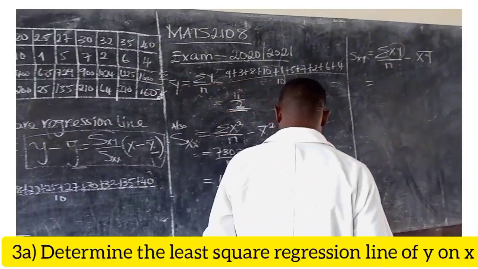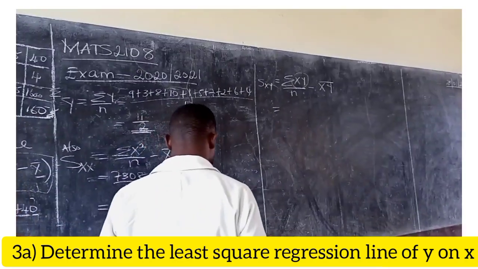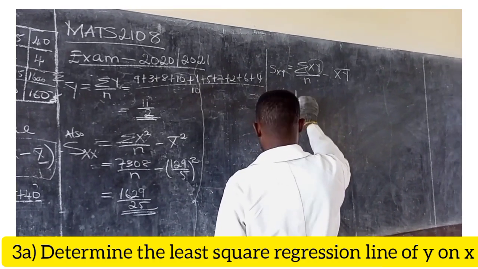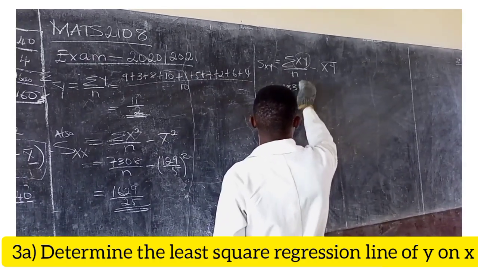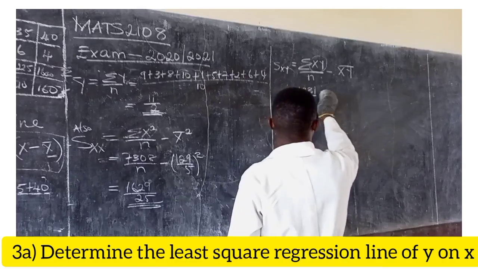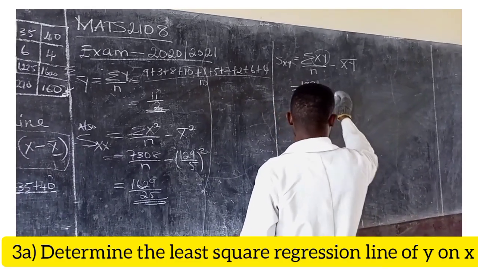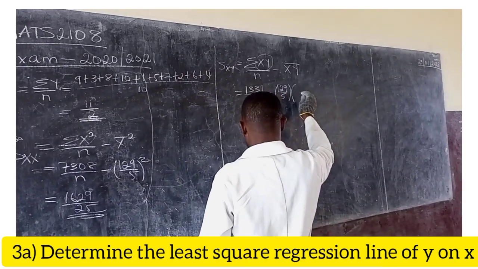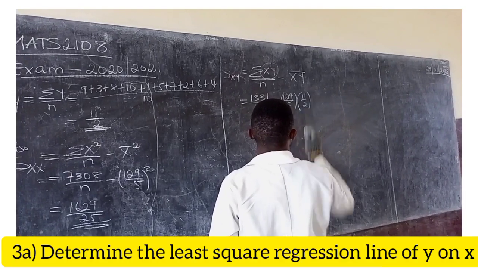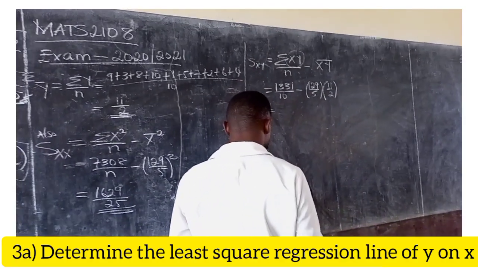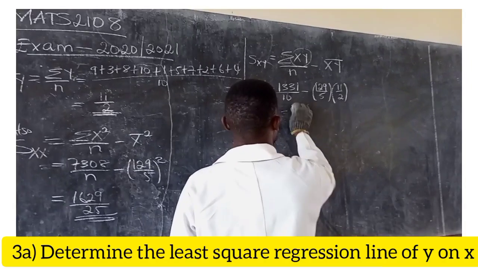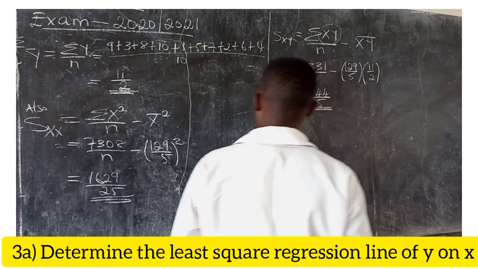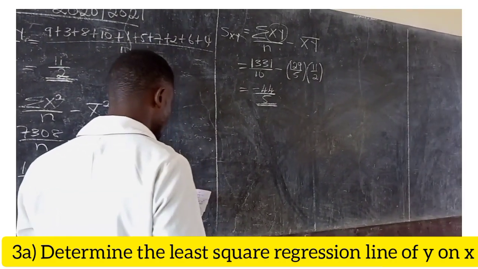It gives us 1,331 divided by 10 minus x bar. X bar was 129 on 5, and then this other one is 11 on 2. We simplify all of this correctly, it gives us negative 4 on 5. So we now have everything that we need to find that regression graph.